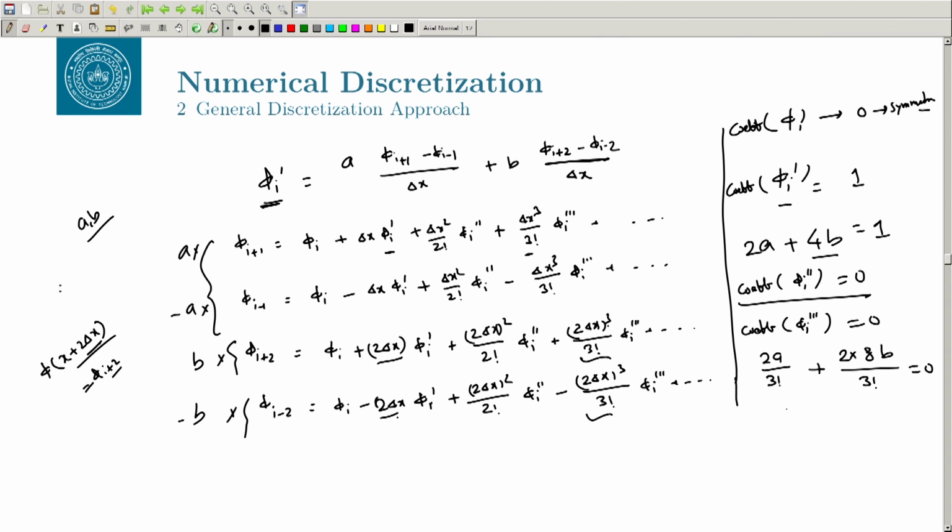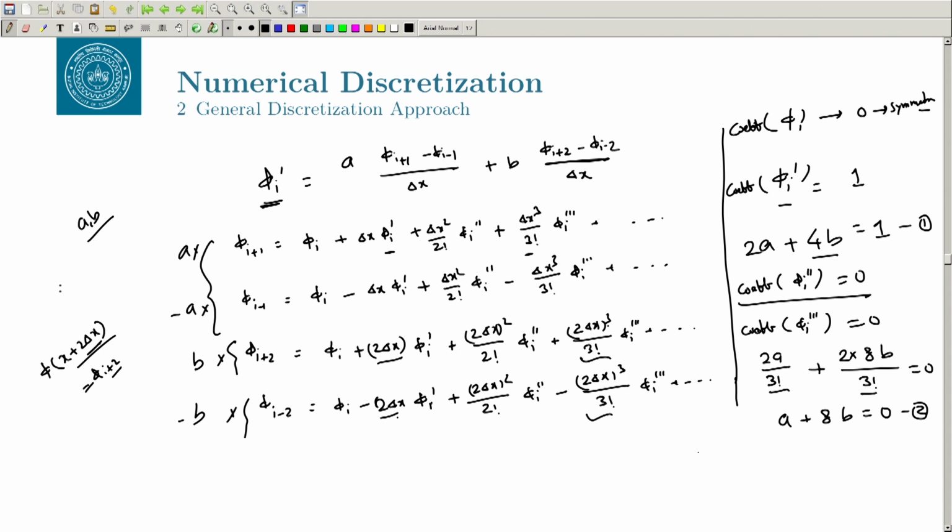So, now you have got a plus 8b equal to 0. So, 2a plus 4b equal to 1 and a plus 8b is equal to 0, right. I can call this equation 1 and this equation 2. I hope I have not made many mistakes. The factorial 3 can get away, and this is a plus 8b.